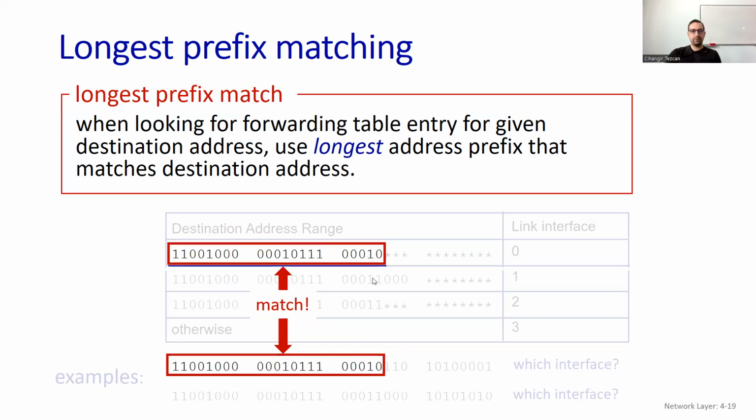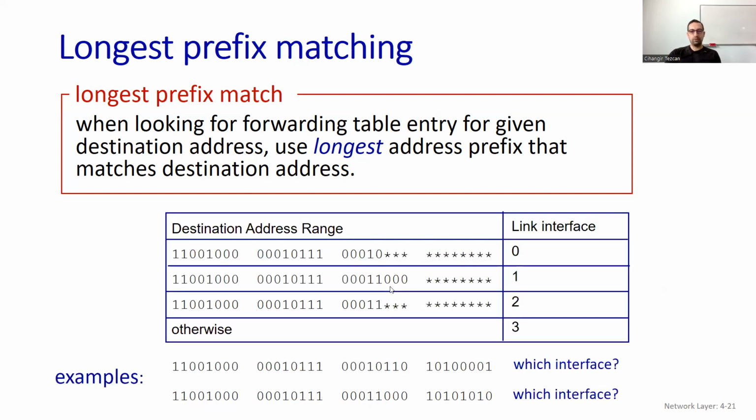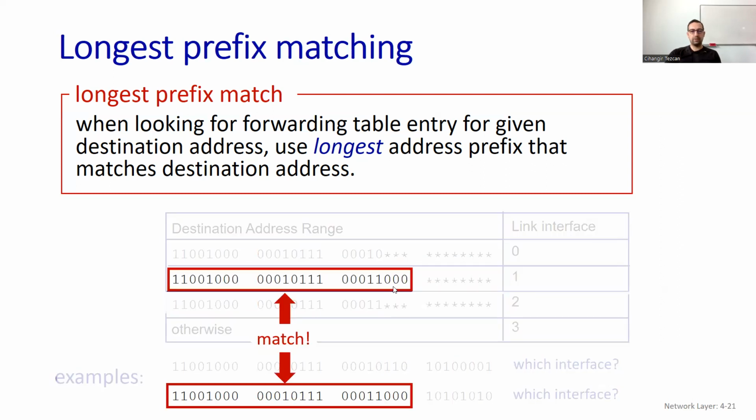So here are some examples. Let's see. Yeah, this one matches this one. As you can see, the next bit starts with 1, so it doesn't match with anything. But here, this one starts with 3 zeros, so it matches this one in a better way. So it should send it to here because this is the longest matching.